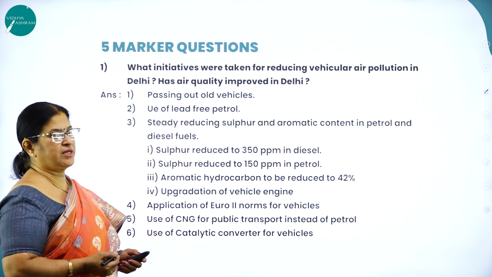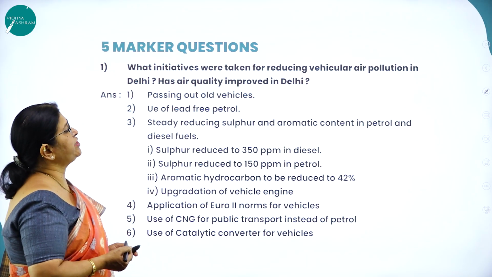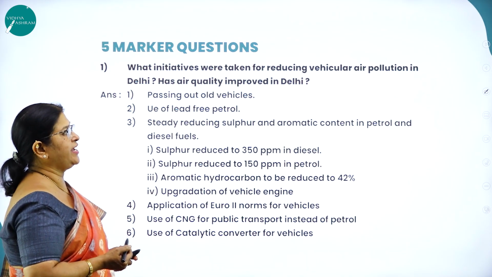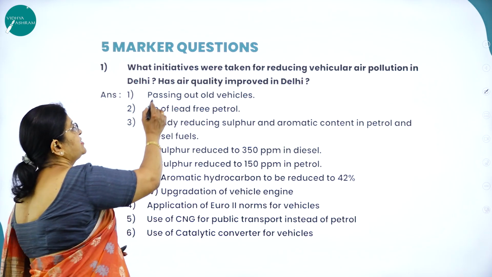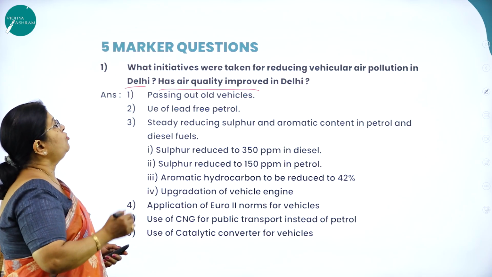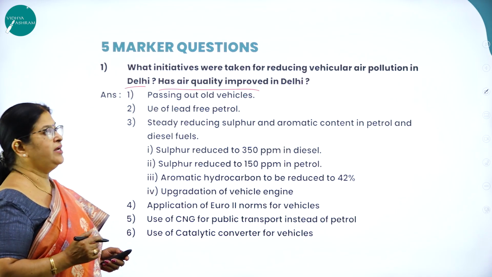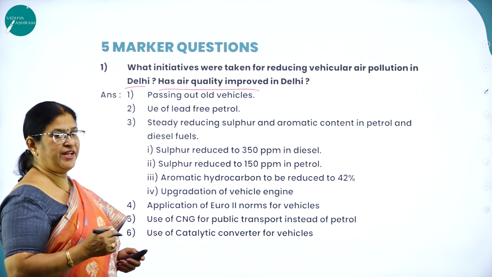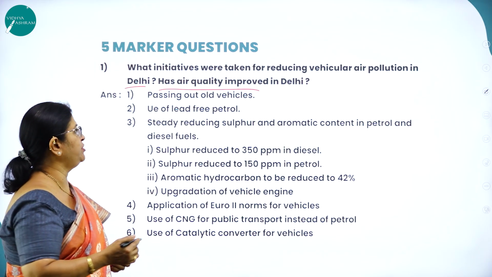Next, for the 5-marker question, as I said, this chapter has a weightage of 6 marks, a 1-marker question and a 5-marker question. So, what initiatives were taken for reducing vehicular air pollution in Delhi? Has air quality improved in Delhi? That is a question mark. Now, what are the initiatives taken by the Government of India in Delhi to reduce air pollution?